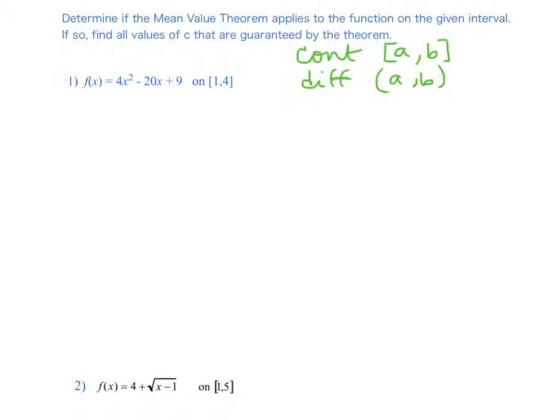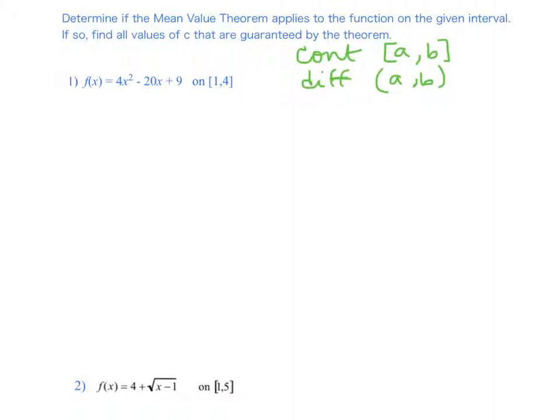Okay, is it differentiable? Well, yes, if I take the derivative of a polynomial function, I get another polynomial function, I'm all set. So I would definitely say that yes, it meets both of those criteria, and the mean value theorem does apply to this function. Okay, so now I've answered those questions, I can move on to actually finding the values of c guaranteed by the theorem. So there's nothing tricky with this one. All right, so that means I need to actually use the mean value theorem. I need to write that down.